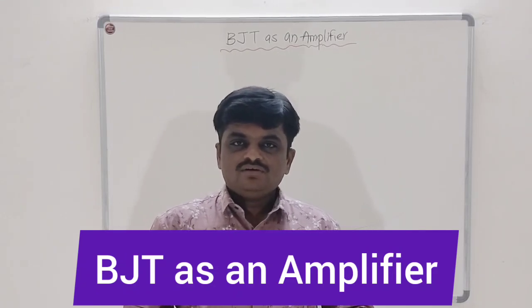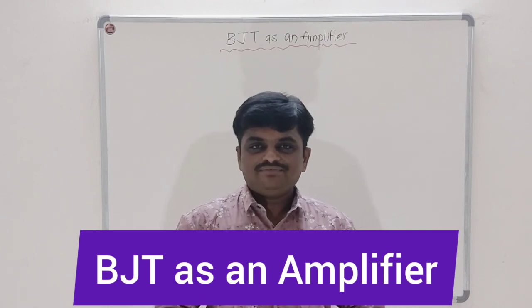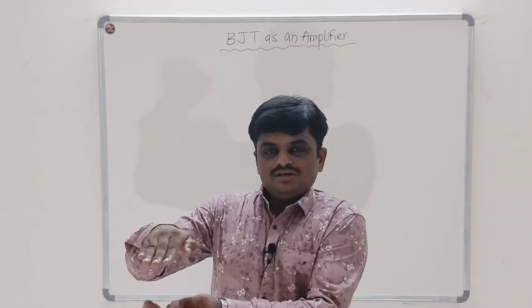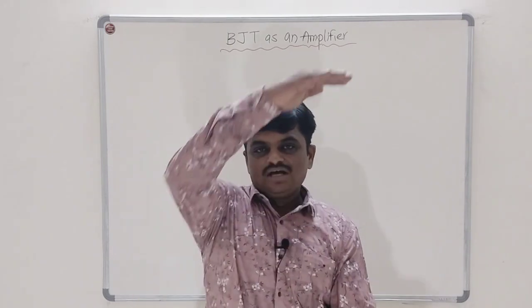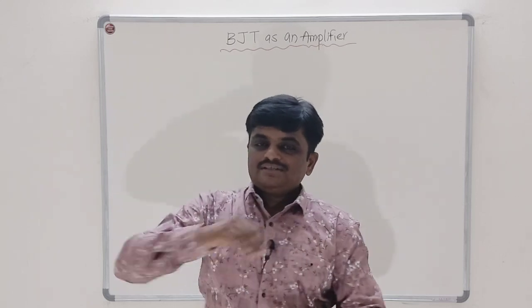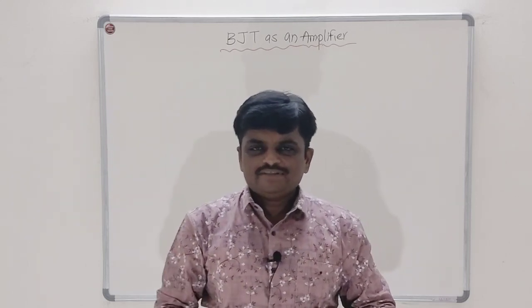Friends, in this video we are going to study the application of BJT as an amplifier. So what is an amplifier? The amplifier converts a small level input signal into a large level output signal. So it increases the amplitude of the signal. There is an increase in the intensity level of the signal.